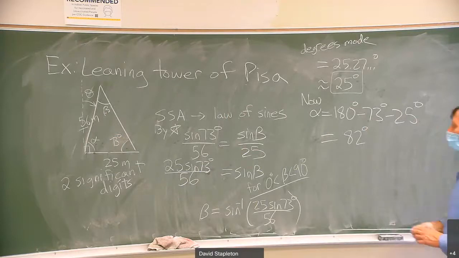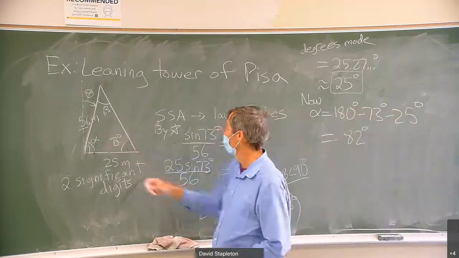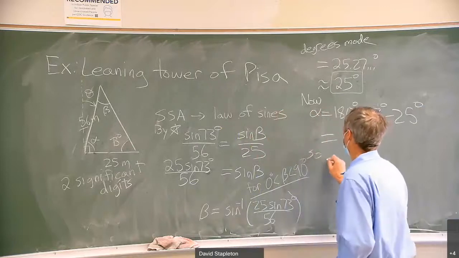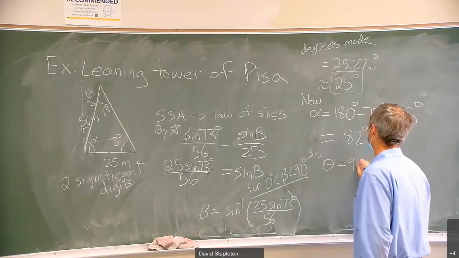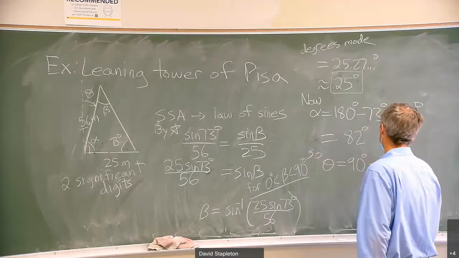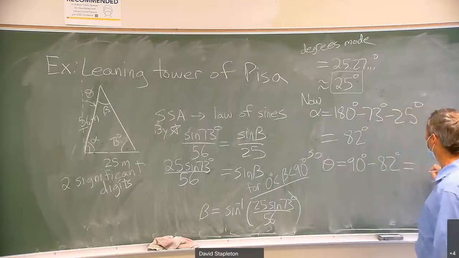Well, if alpha is 82 degrees, then theta, being a complementary angle, is 90 minus 82, which comes out to be 8 degrees.